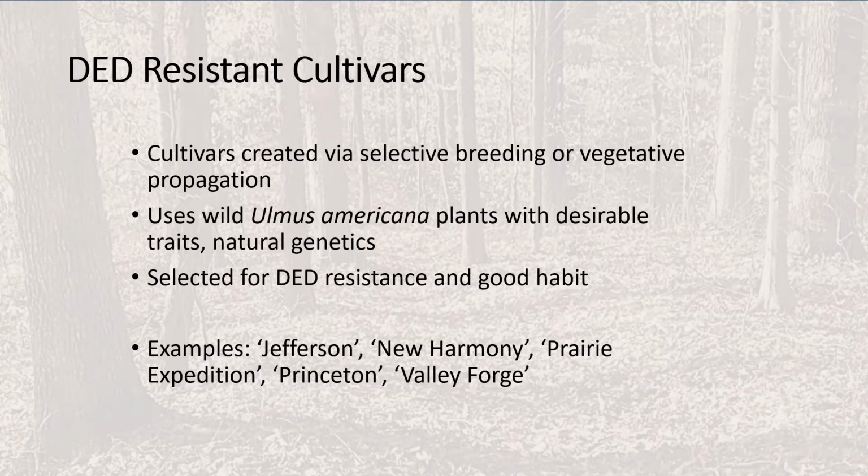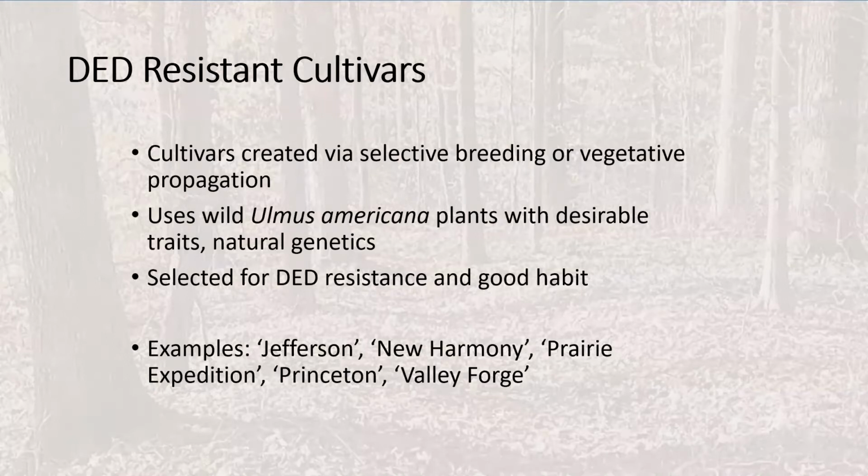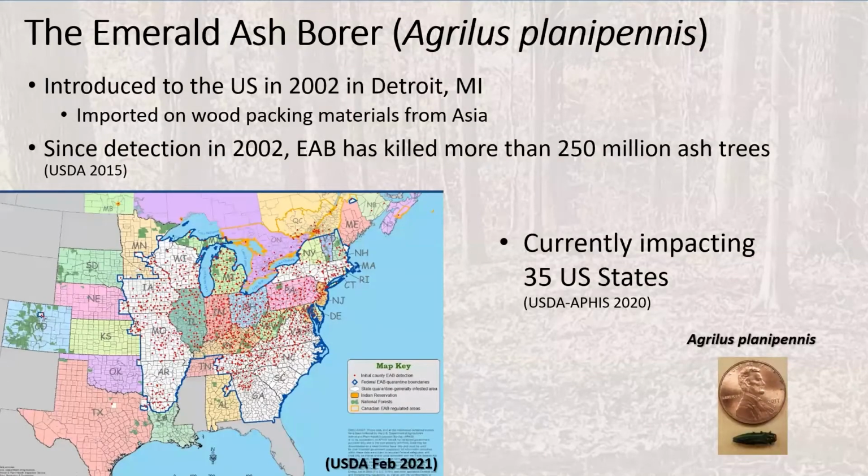So that's yet another way we've looked to address this. Currently, that's the best solution we found to the problem, but again, it's not a solution that restores elm across its natural range and really replaces that ecosystem function that was lost when it was eliminated. And so now that brings us to a discussion of our current threat, after chestnut blight and Dutch elm disease: the emerald ash borer.